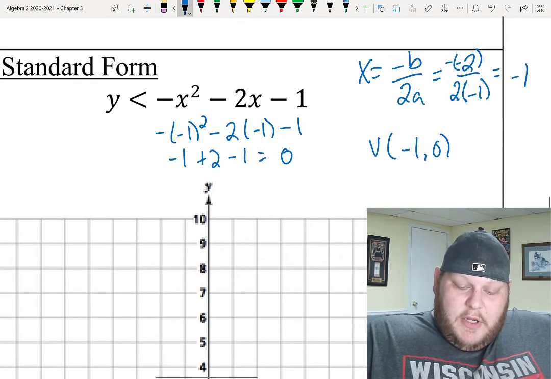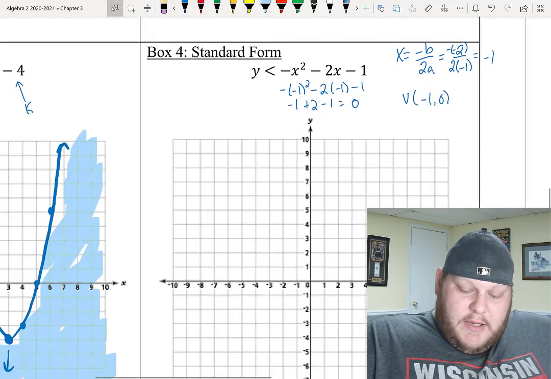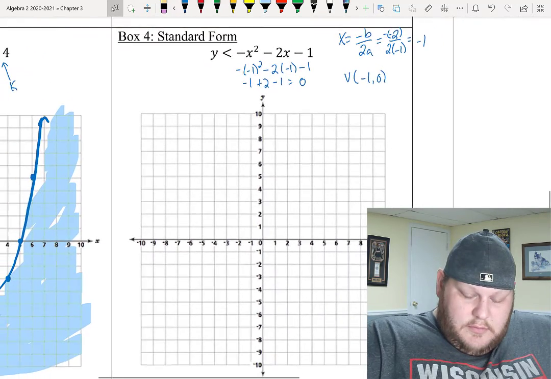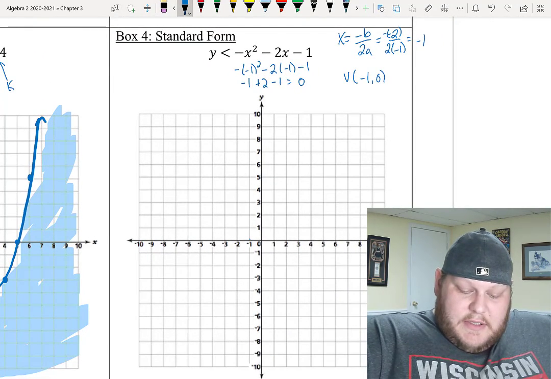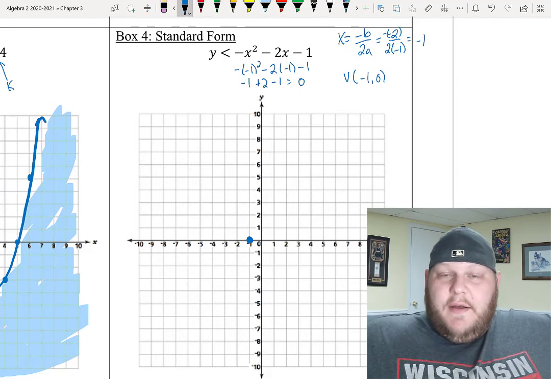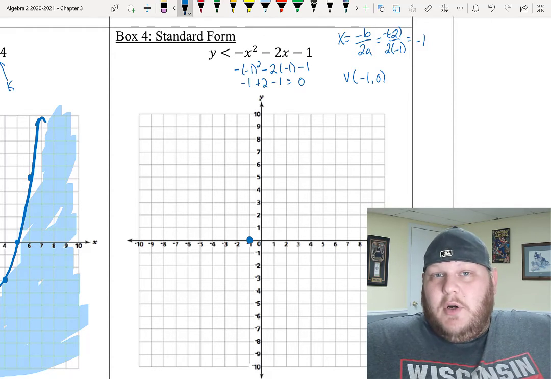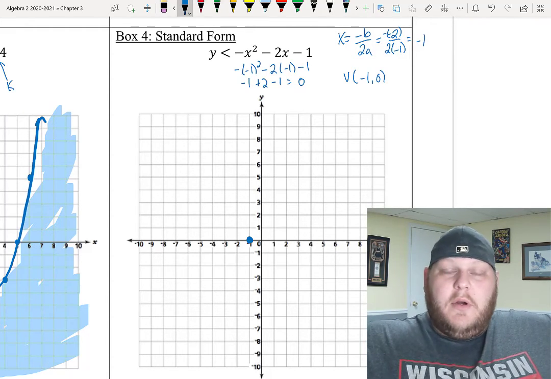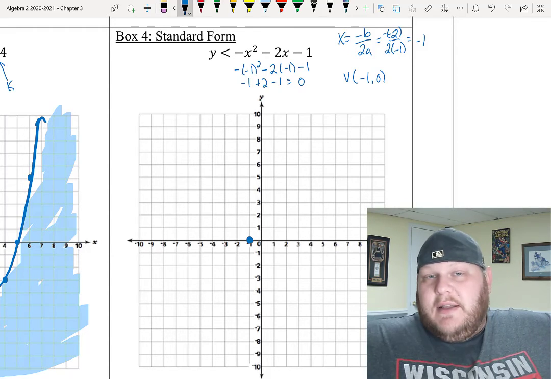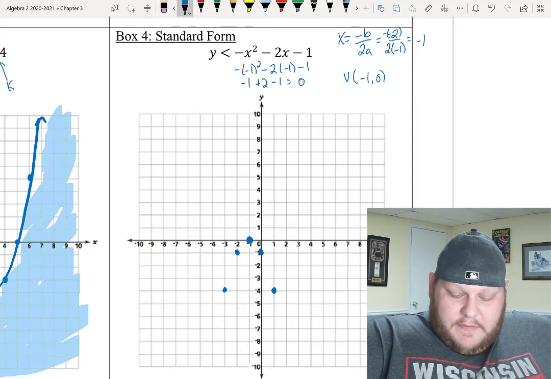Now that I have that, I'm going to go ahead and plot it. Negative 1, 0. There we go. Negative 1, 0 is right there. Now from here, I can use my a value, so I don't have to keep plugging stuff in. My a here is negative 1, so instead of up 1 over 1, up 3 over 1, up 5 over 1, I'm just going to go down instead of up. So down 1 over 1 on both sides, down 1, 2, 3 over 1, down 1, 2, 3, 4, 5 over 1.